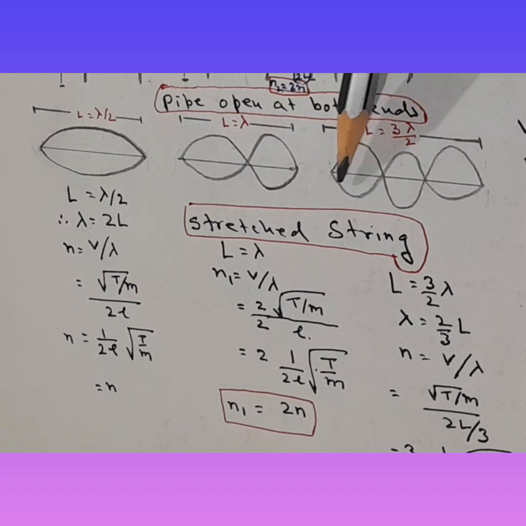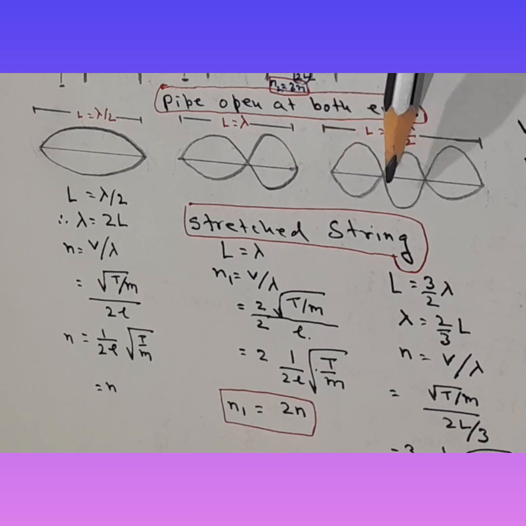Same theory. So see, this is lambda by 4, lambda by 4, lambda by 4, lambda by 4, lambda by 4, lambda by 4, lambda by 4. That is 3 by 2 lambda. See, in terms of lambda by 4, it becomes easy to find in terms of lambda. Okay. So let's get into frequency.